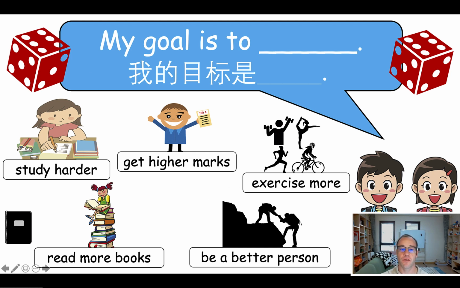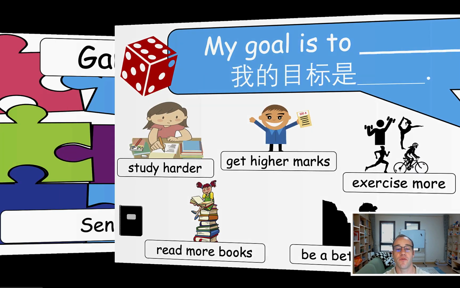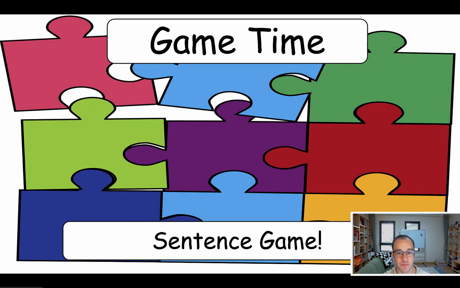Okay, if the students want to give their own answer, that's totally fine. It's up to you, but in my class, some of the students will want to say their own answer. Some will just go with what I have, but either way is fine. And so each team gets one go rolling the die, and then we move on into the sentence game, okay?